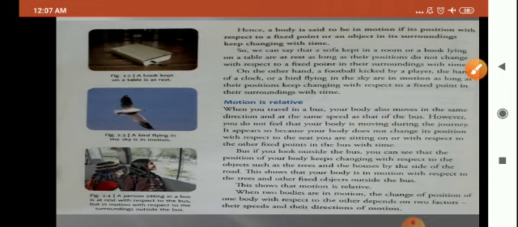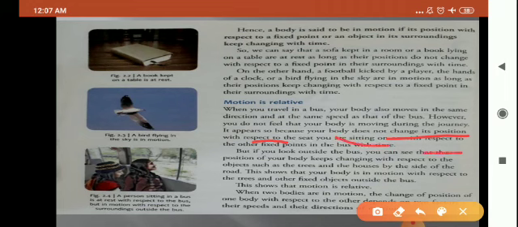Yes. However, you do not feel that your body is moving during the journey. It appears so because your body does not change position with respect to the seat you are sitting on or with respect to other fixed points in the bus. Okay, children, are you getting it?